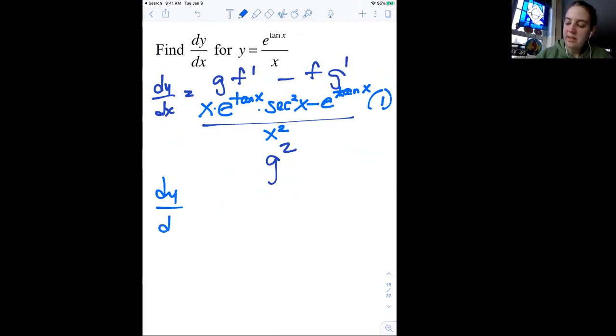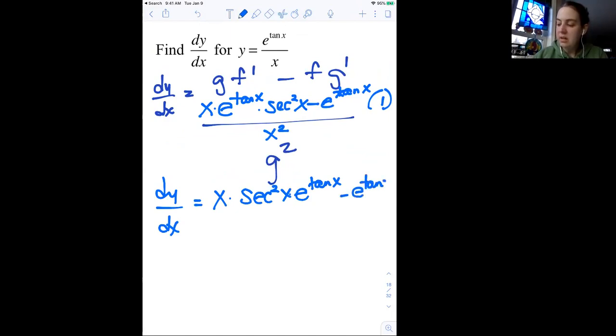how else can I write this? There's not really a whole lot to clean up, I'll be perfectly honest. X, maybe I'll move that secant forward a little bit, secant squared x, e tangent x. Just be very clear about what's an exponent and what is not, minus e tangent x, all over x squared.